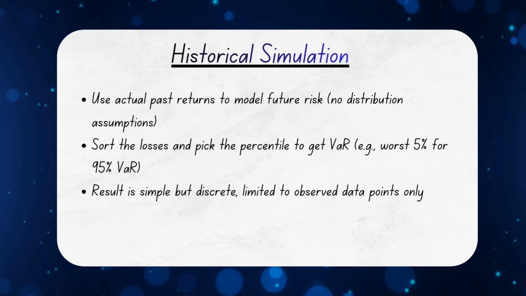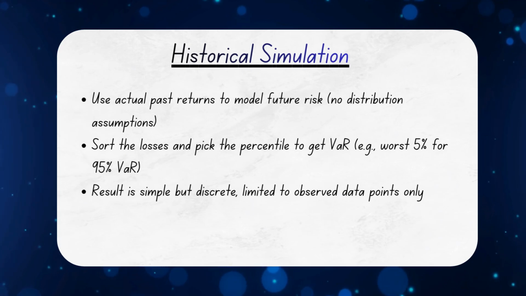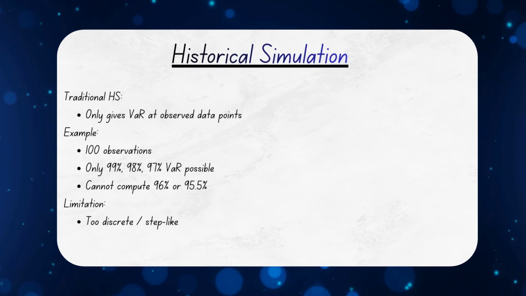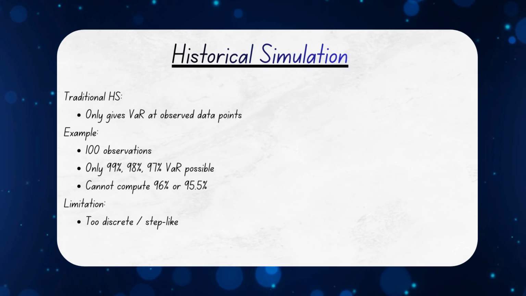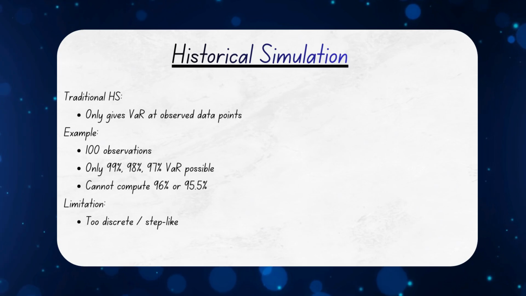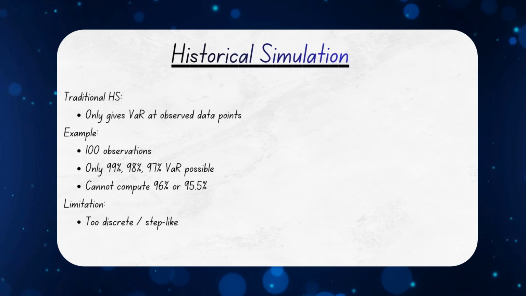Now think about historical simulation. It's simple. You take past returns, sort them, and pick the percentile to get VaR. No formulas, no assumptions, very intuitive. But there's a catch. It only works at the exact data points you have. For example, if you have 100 observations, you can only calculate VaR at 99%, 98%, 97%, and so on. You can't calculate something like 95.5%, so the estimate becomes step-like and a bit rough. It's not smooth or flexible.